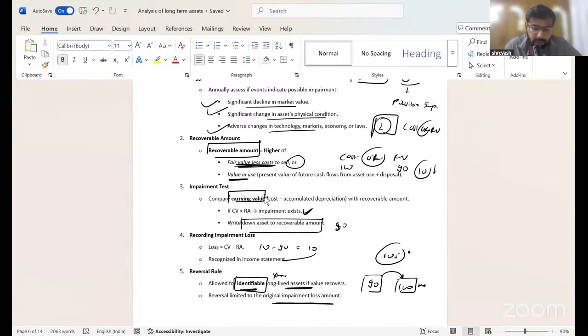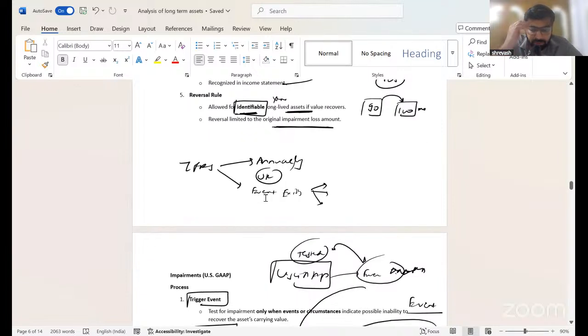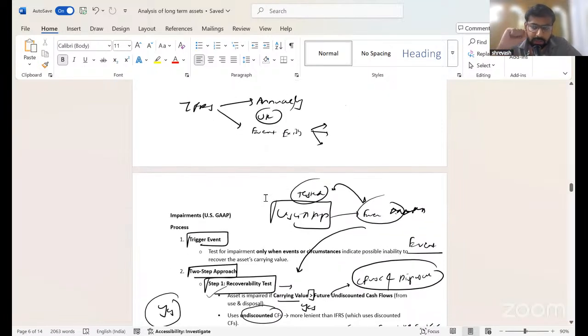Sir, in case of US GAAP, what happens? You are not supposed to check for impairment annually. You are only supposed to check when events or conditions exist. Events or conditions, technological problem हो गई है, market value decline हो गई है, stuff like that. Okay, sir. Once that is done, if the event or condition exists, we have a doubt. The moment we have a doubt, we are supposed to go through two steps. Sir, what are those two steps?